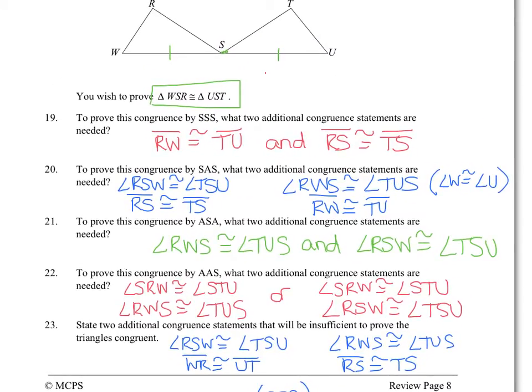So we have RSW, this angle right here, and TSU, and WR and UT, so side, angle. Or I could do angle RWS, this angle right here, and TUS, and RS and TS. So I could have side, angle. Neither of these prove triangle congruency, so it would be insufficient to prove the triangles congruent.